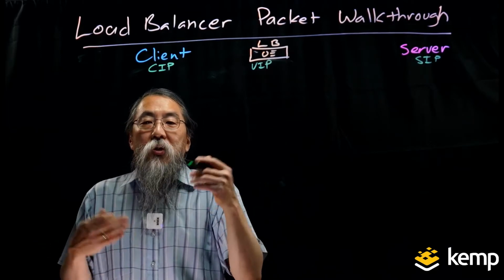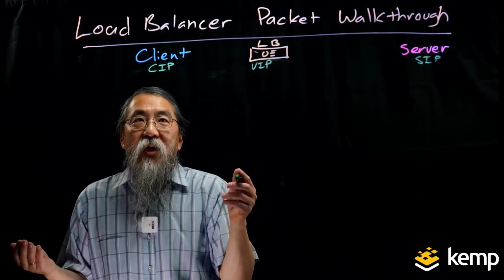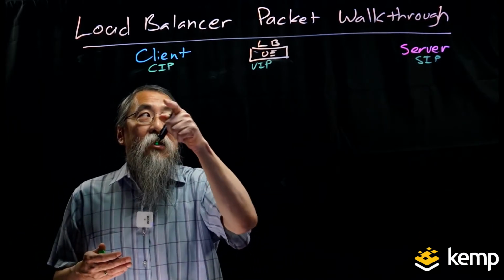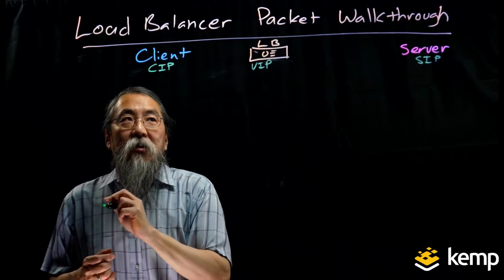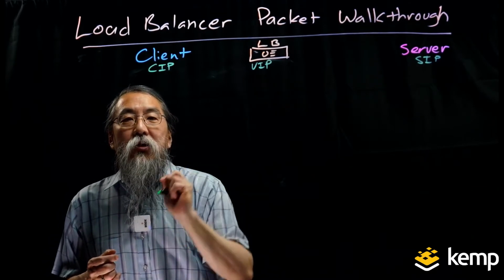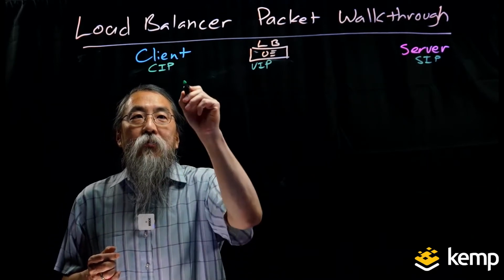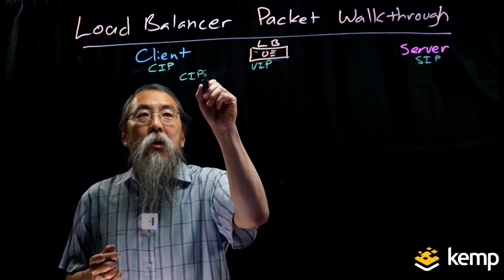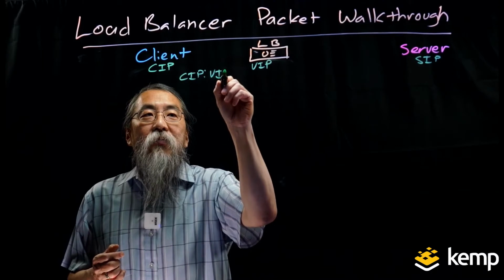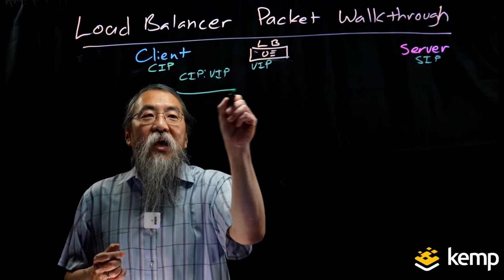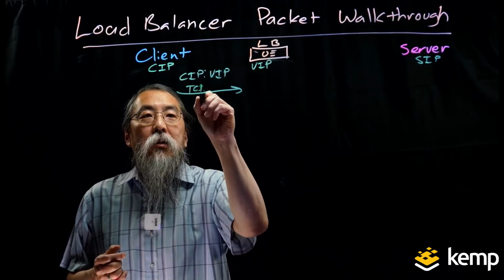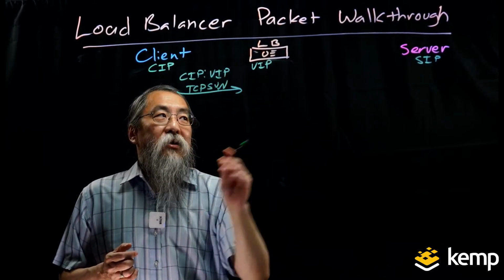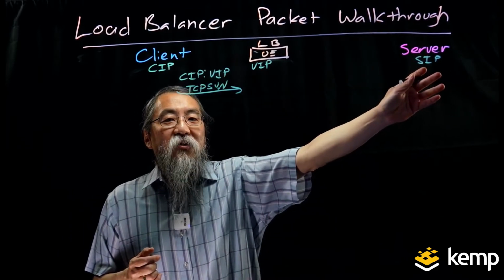But first, we're going to do a TCP handshake, the three-way handshake, SYN, SYN-ACK, ACK. So the client is going to make a connection to the application server, but it's actually making a connection to the load balancer through the virtual IP address. So we have a connection going from the client IP going to the virtual IP address. And we have a TCP SYN, and the load balancer is not going to send anything to the application server yet.